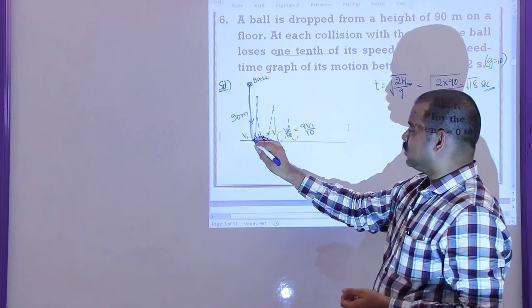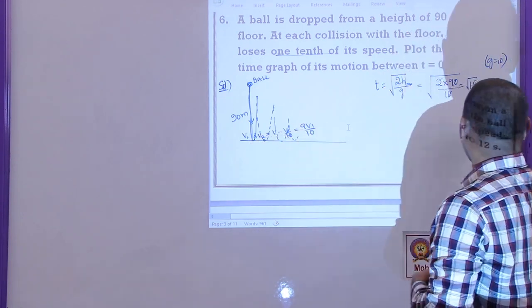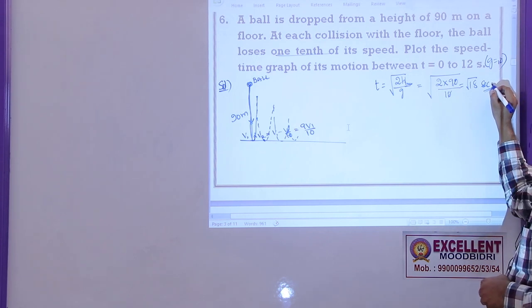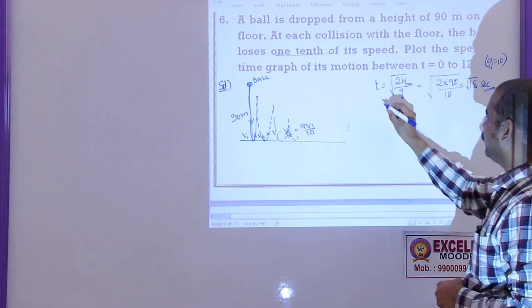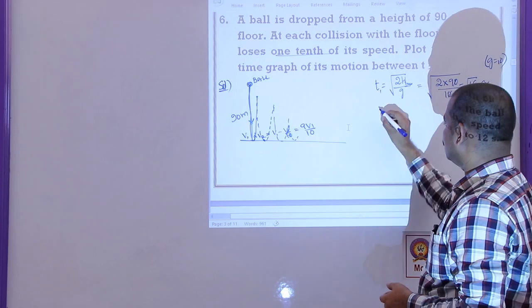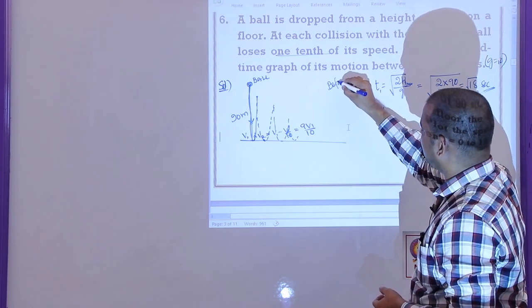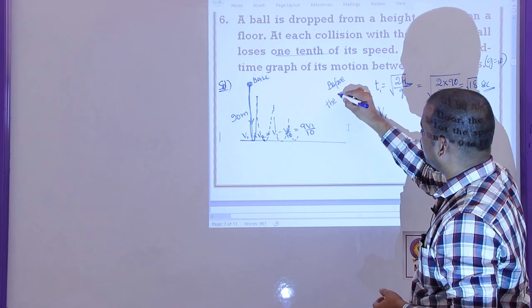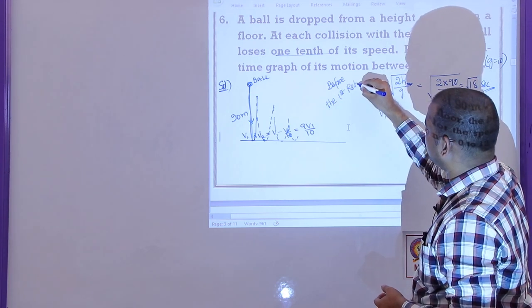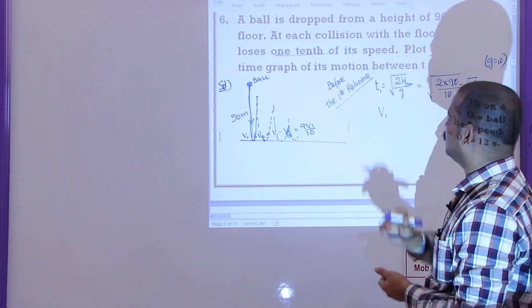So, it will take root 18 seconds to reach this point. Root 18 means this is just more than 4 seconds. Let me take it as t1. So, what is the velocity? This is before the first rebound.